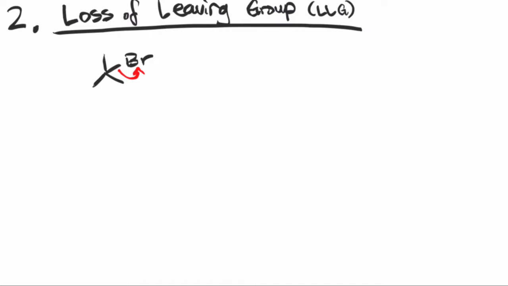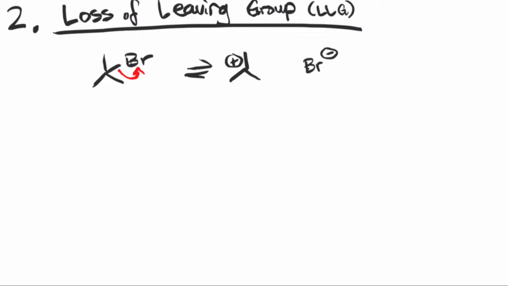Okay, so bromine is a good leaving group. So as it leaves, it will take electrons with it. And so this is the pattern for the loss of a leaving group. As a result of this arrow pushing, you will have 2 species. You will have a carbocation and this bromide ion.